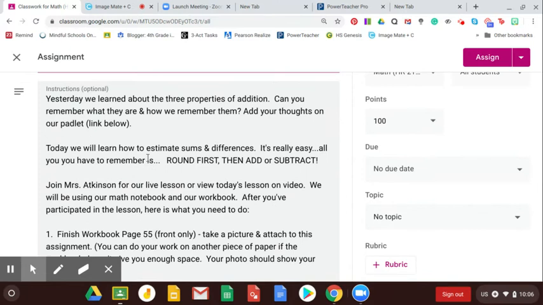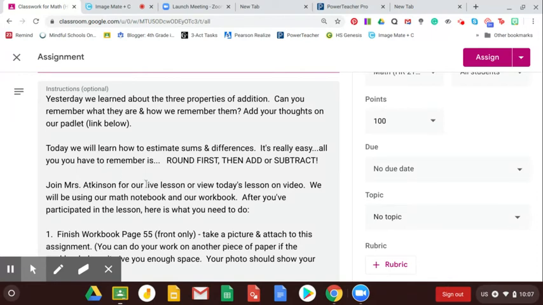And then it talks about how today we're going to be learning how to estimate sums and differences. And it is really easy, guys. All you have to remember is round first, then add or subtract. So right now we're going to learn a chant. This chant is going to stick in your mind, hopefully forever, because this is something you always will need to remember. You always want to round first, then add, round first, then subtract. We're going to be doing a lot of that chant today, boys and girls.